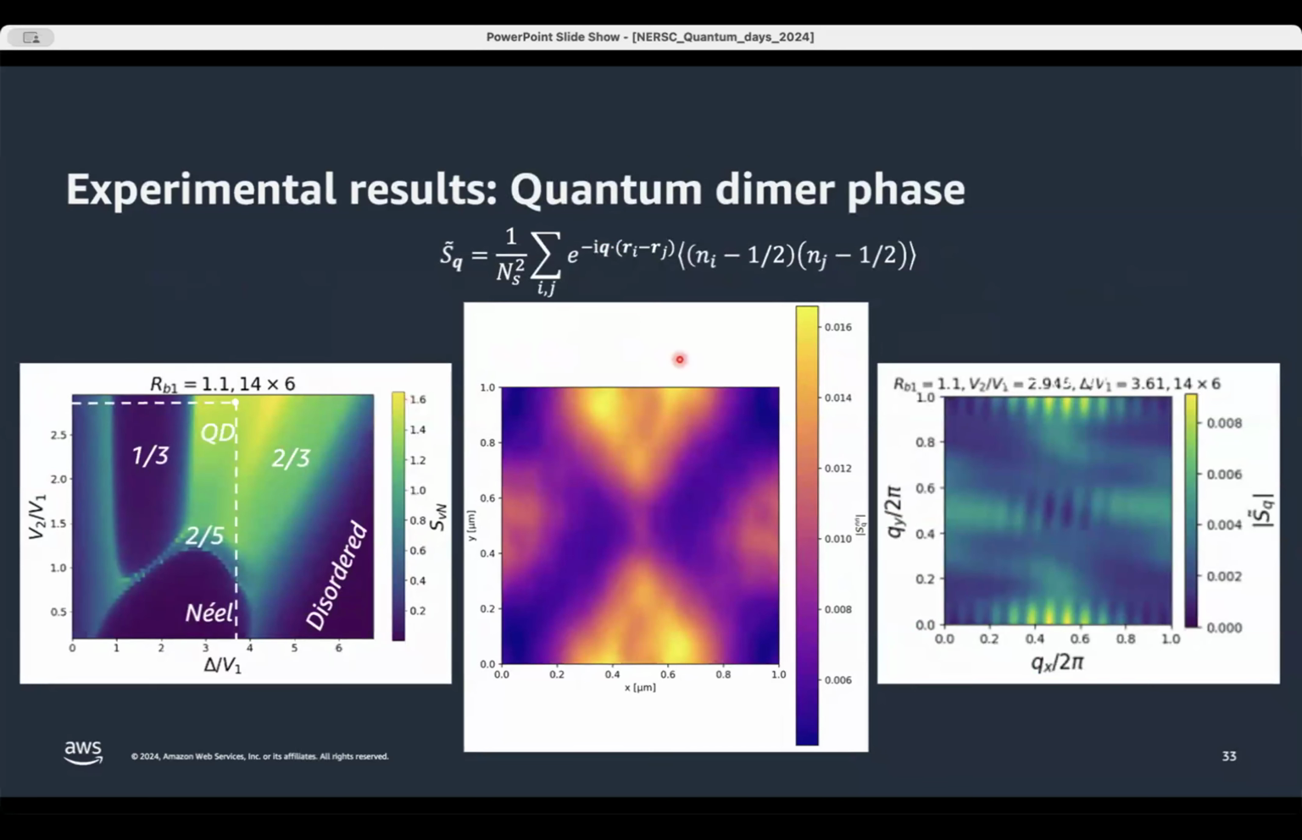So this is the simulation result that I showed previously, and the signature is that there's a band of peaks in the pi-0 region, and we confirm that using experiment. You can see that in the pi-0 region, there's a larger value of the structure factor, and the pattern seems to be qualitatively agreeing with each other, right?